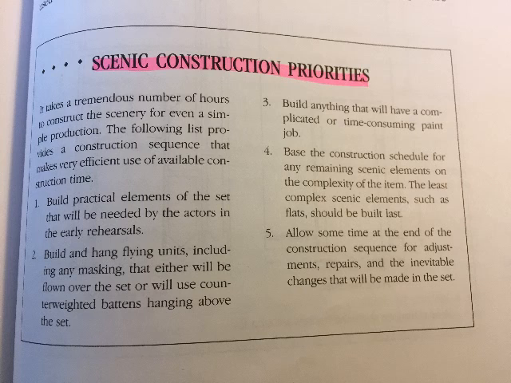The second are any flying units, including any masking. We don't have a fly system, so we have no flying elements, but we do have a grid that will be moving masking around, so those things go in next, because again, they help define the space. The third is to build anything that will have a complicated or time-consuming paint job on it. So if there is a few different elements, but one of them has to have a lot of work done on it to paint it, that needs to get built first so that the painting can get done.